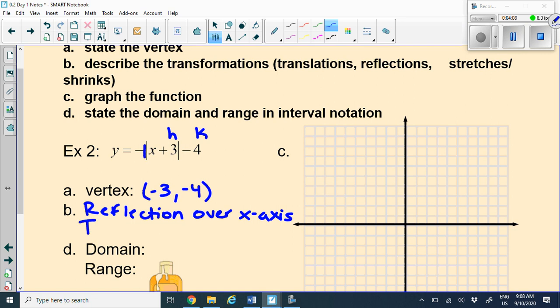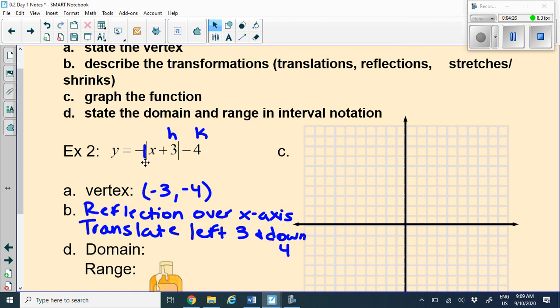So I'm going to use that word, translate. Make sure you use that vocabulary word. So translate, we're going to say left 3. And then we can say down 4. Because k is exactly as we see it. Okay? Okay, so from there, now we can graph our function.